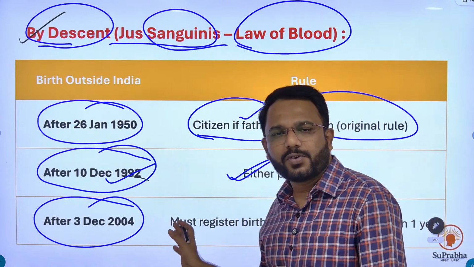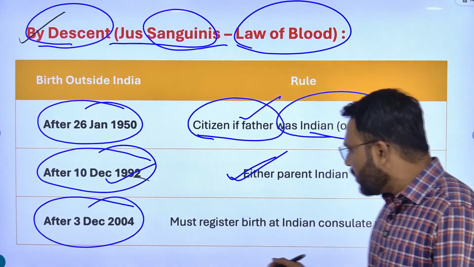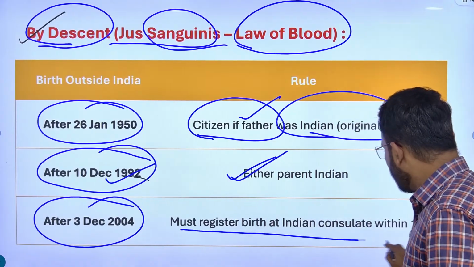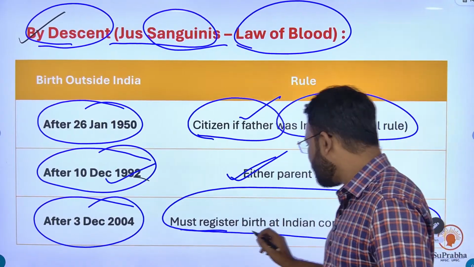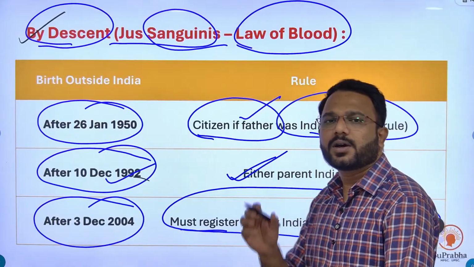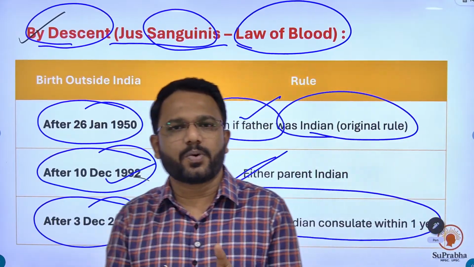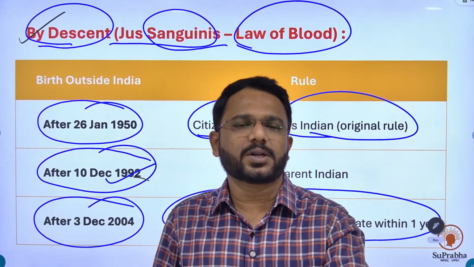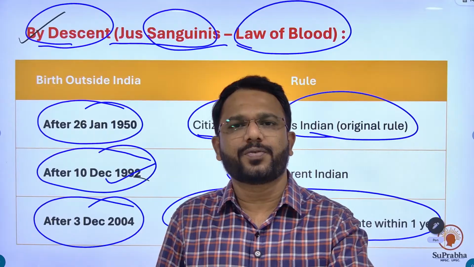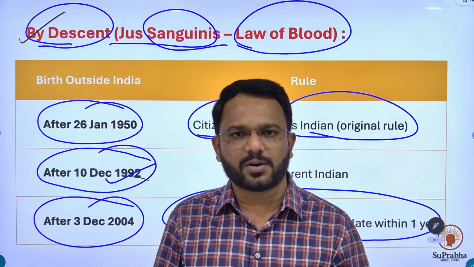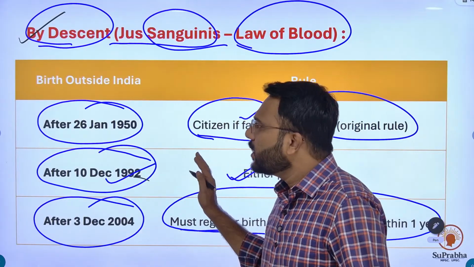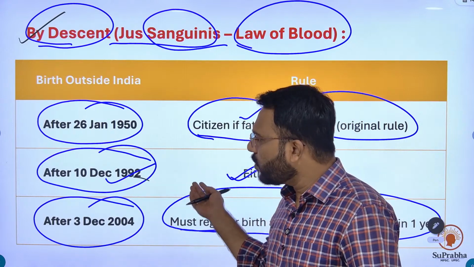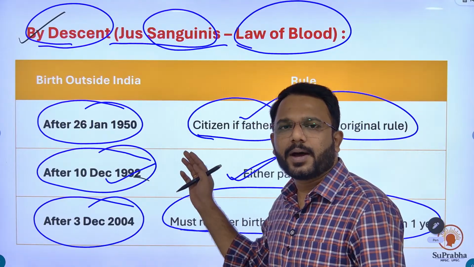And after 3 December 2004, if a person is born outside India and fulfills all these conditions, one more condition was introduced: the birth should be registered at the nearest Indian consulate within a year. So if a child is born in America, his parents should have registered his birth in the consulate or embassy of India within a year. In this way a child may acquire citizenship by descent.